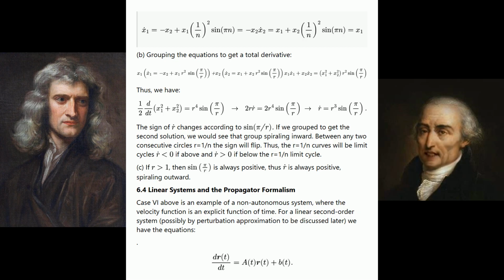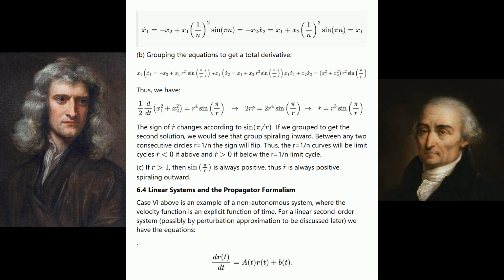If we group to get the second solution, we would see that group spiraling inward. Between any two consecutive circles R equals 1/n, the sign will flip. Thus, the R equals 1/n curves will be limit cycles. R-dot is less than 0 if above and R-dot is greater than 0 if below the R equals 1/n limit cycle. See, if R is greater than 1, then the sign of pi over R is always positive, thus R-dot is always positive, spiraling outward.